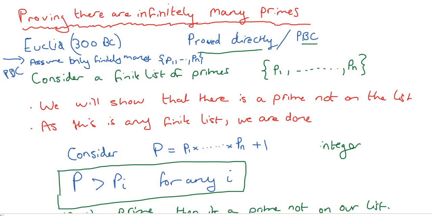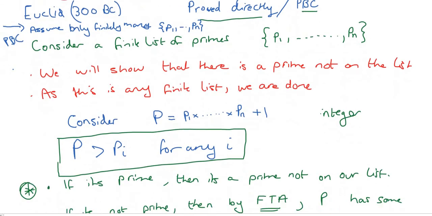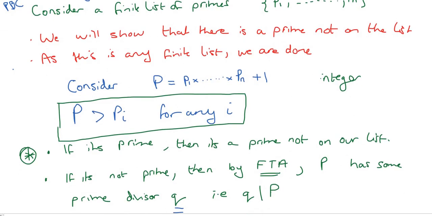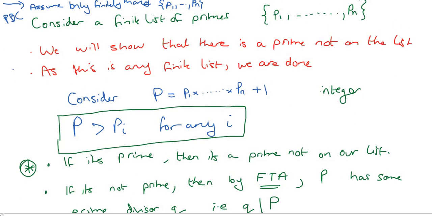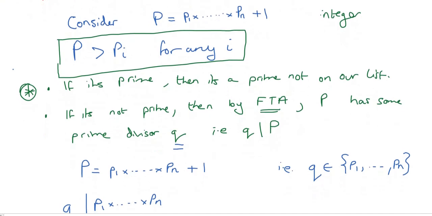Right, let's quickly run through again, and hopefully everyone understands. So, to start, we consider a finite list of primes. Note we're not saying that this is all the primes. We're just saying take any list of primes. We want to show that there's a prime not on the list. As this is any finite list, then we'll show that there's always another prime number. Okay, we consider this product here. It's the product of all the primes in our list plus 1. We can see that this product plus 1 is bigger than any prime number pi.